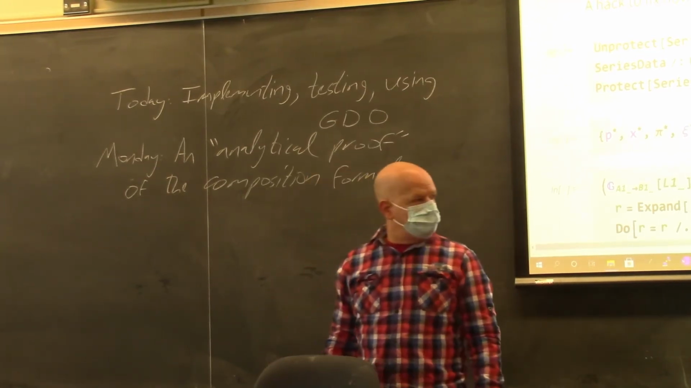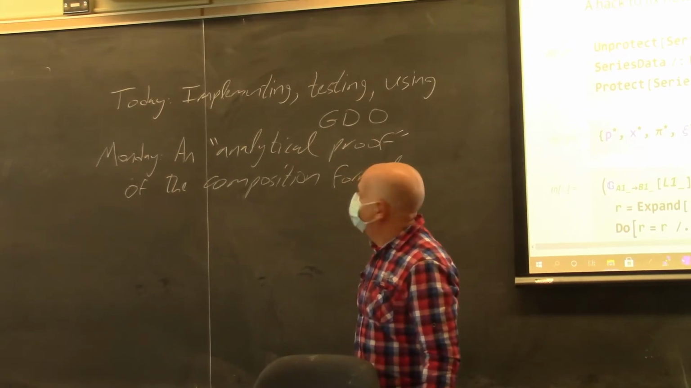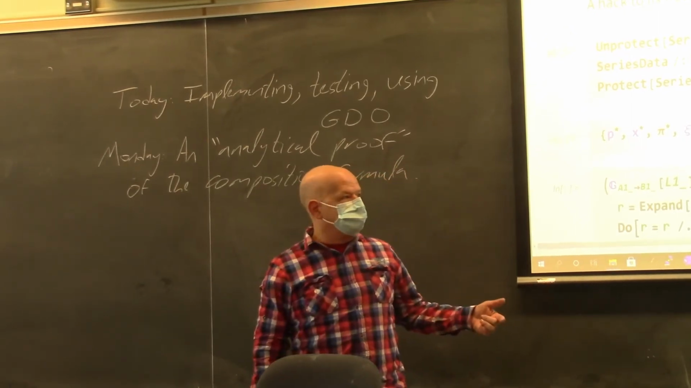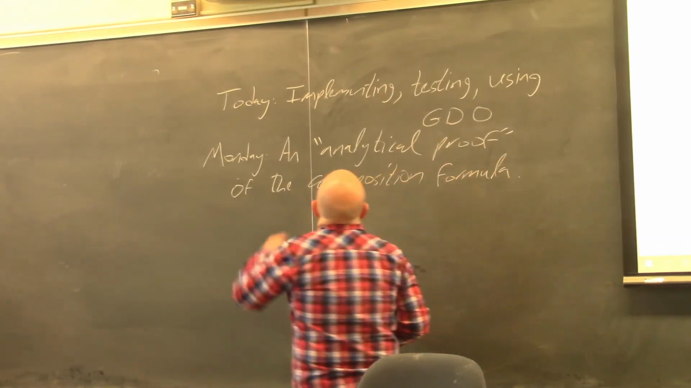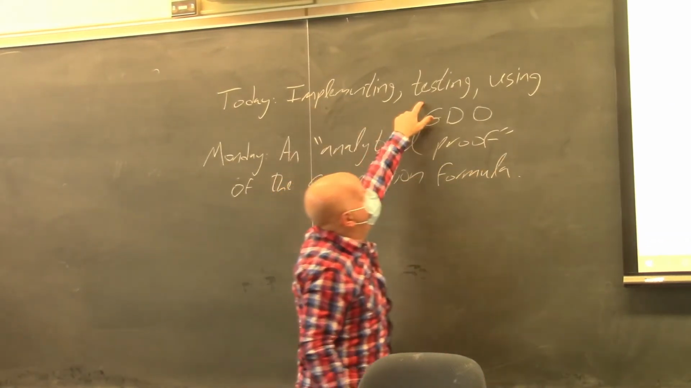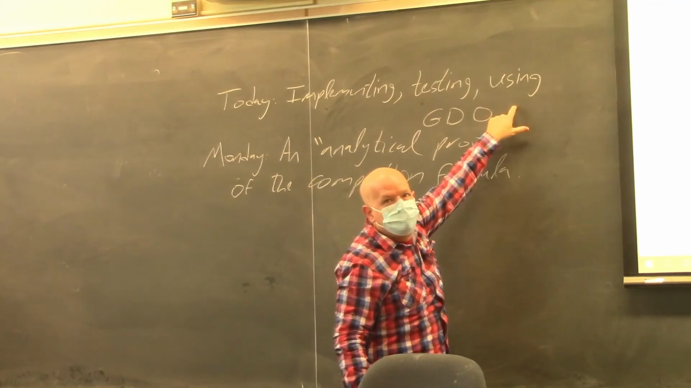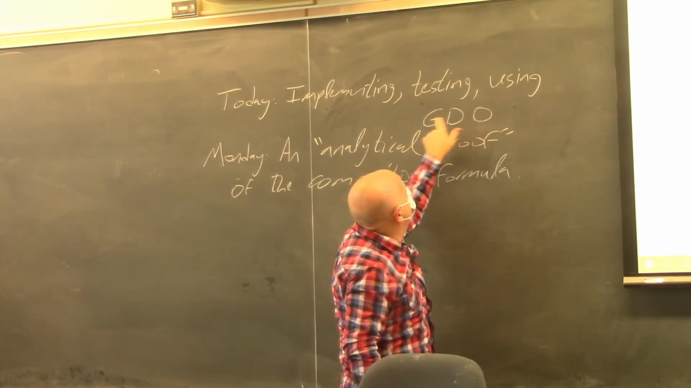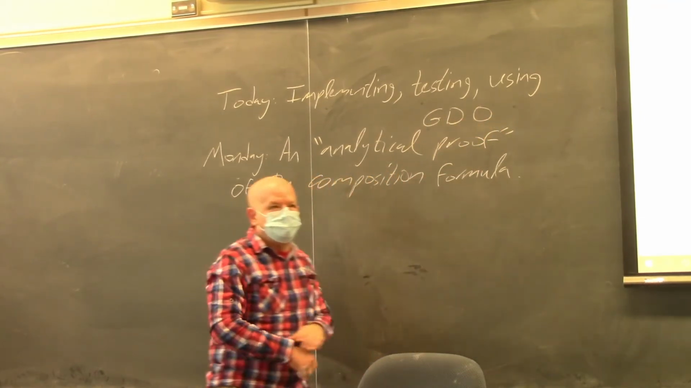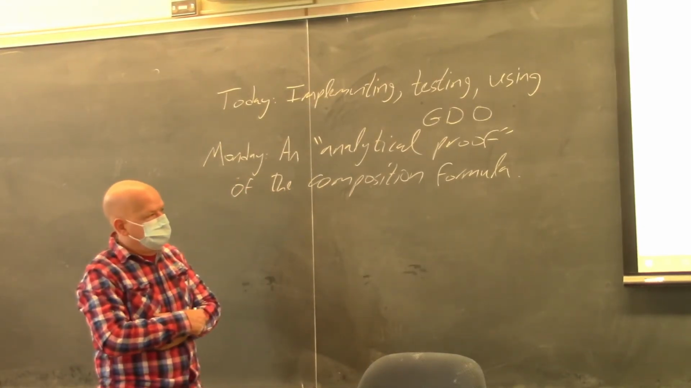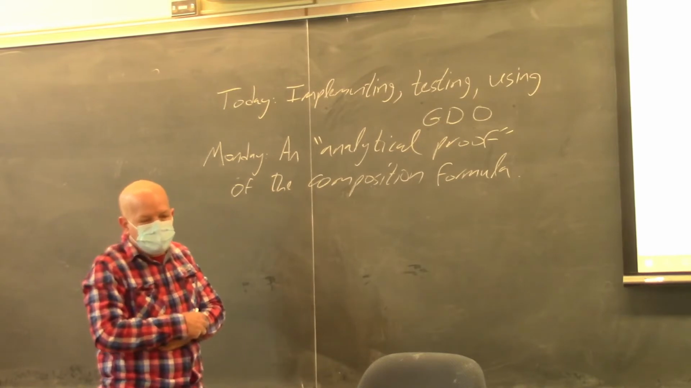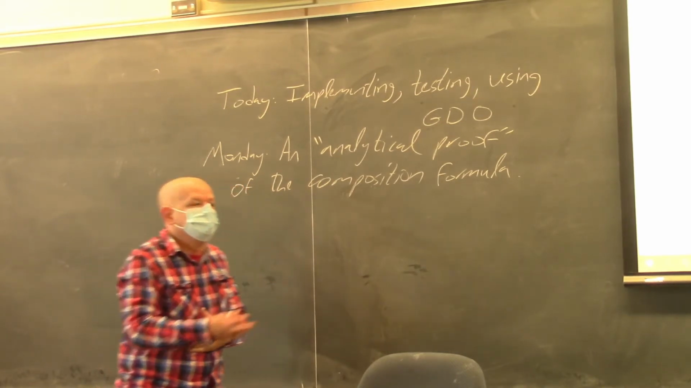So the plan for today is, we got formulas last time, and the plan for today is to finish implementing them, test them, and then use them. So the formulas are these GDO formulas, this category GDO. It all looks abstract, but it actually works, so you'll see.